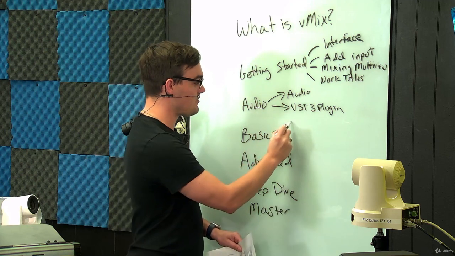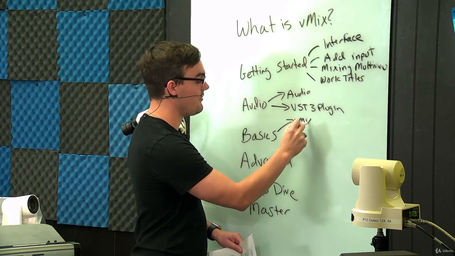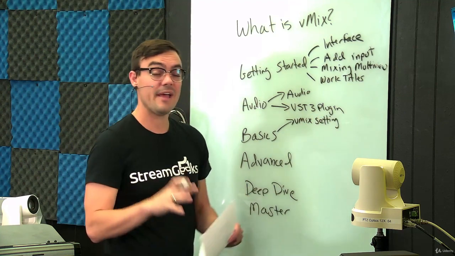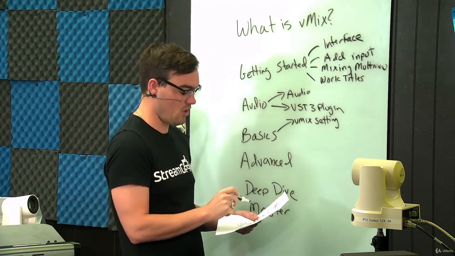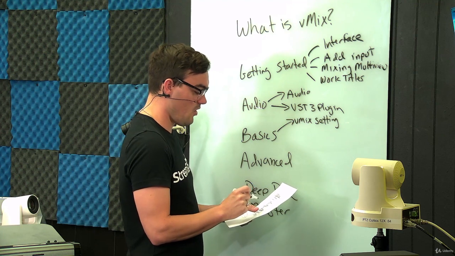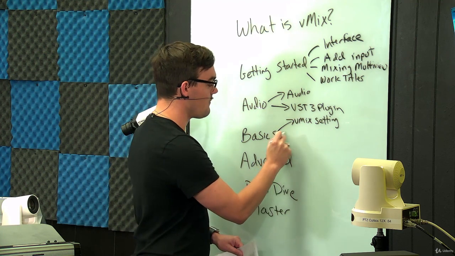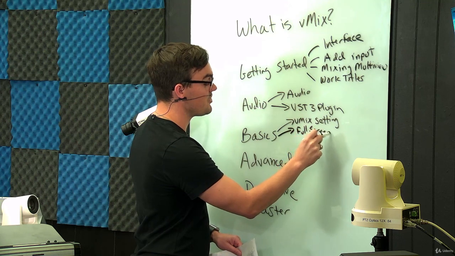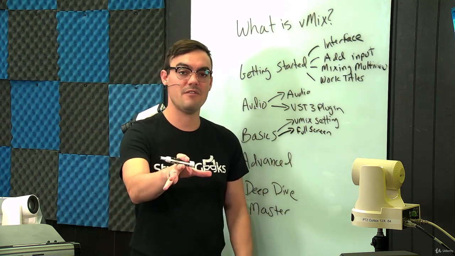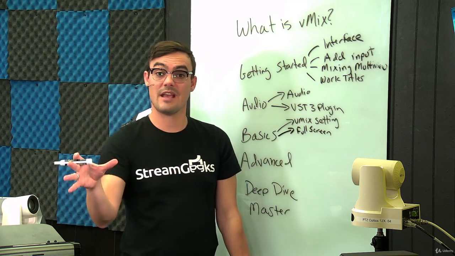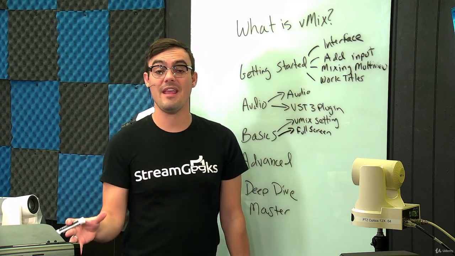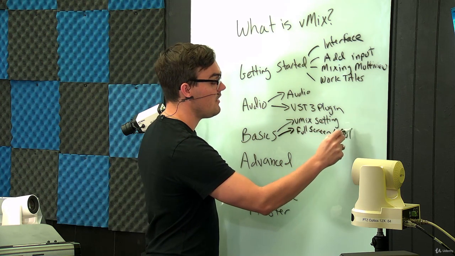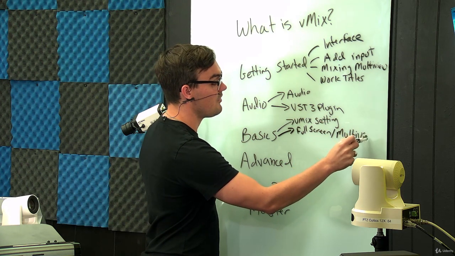Now in the basics, we're going to go over vMix settings. There's a lot of settings, and that's really where you can pop the hood open and learn how all of the vMix settings work. Then once we go over the settings, we'll go over full screen and multi-view. The full screen feature of vMix allows you to output video from vMix into a secondary screen or many other different configurations, including a multi-view. Now there's two different multi-views and you'll learn about them.